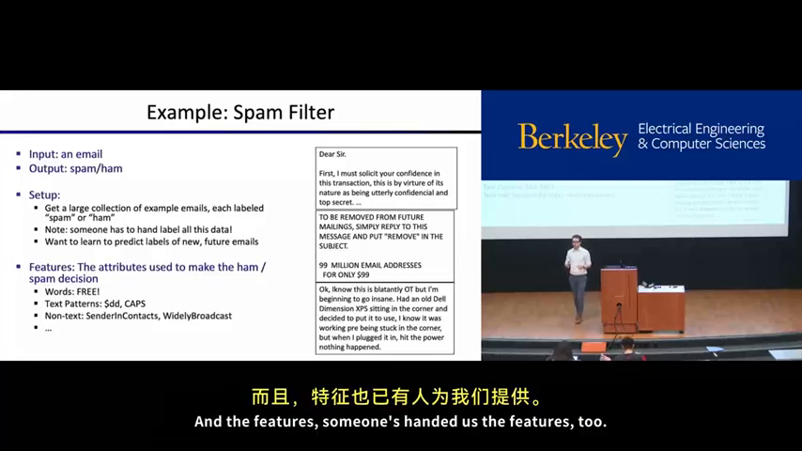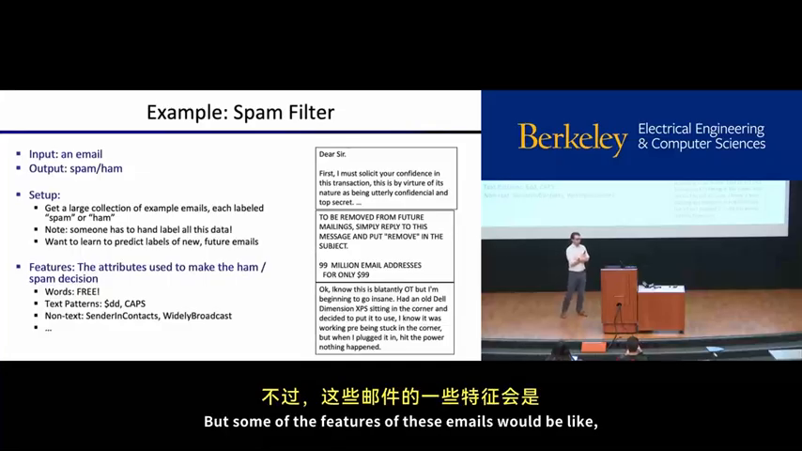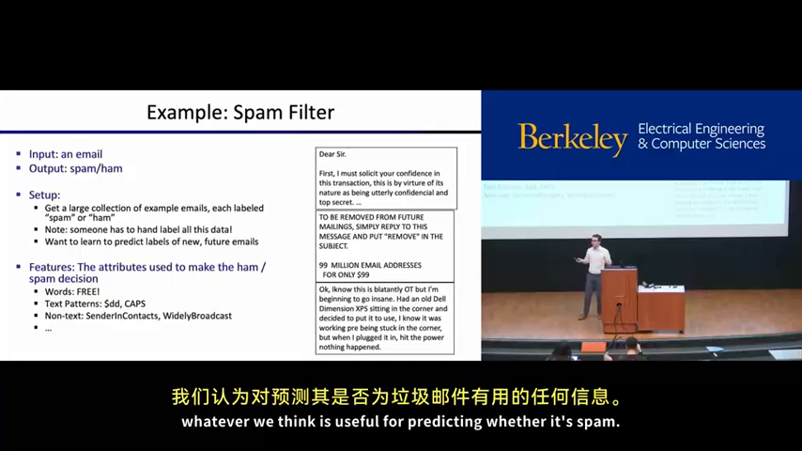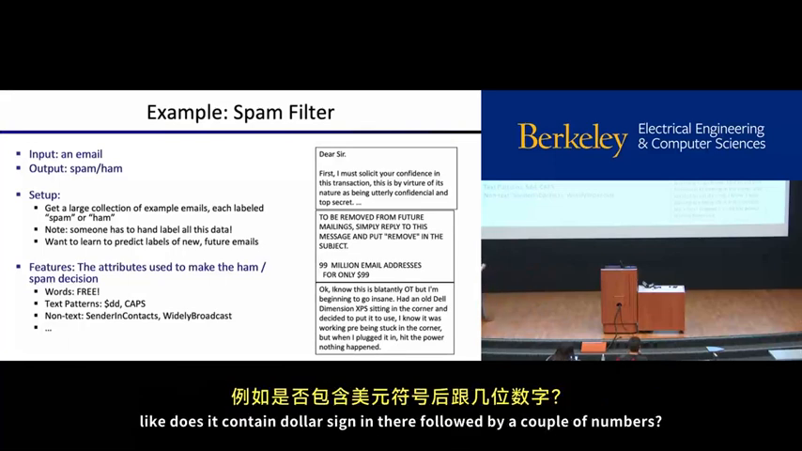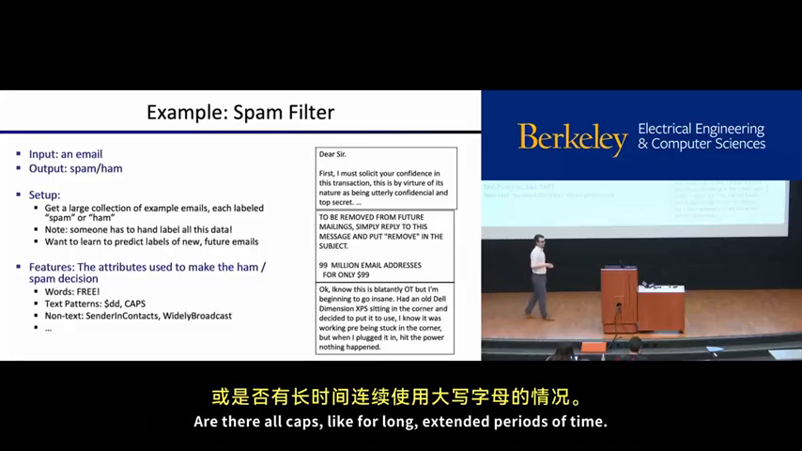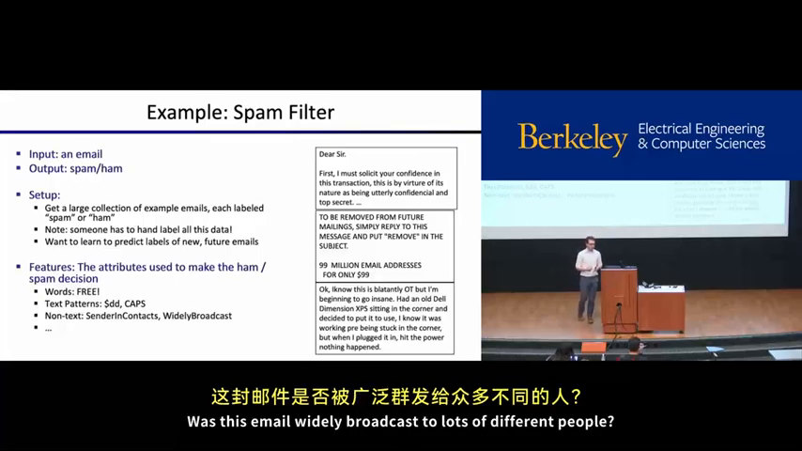And the features, someone's handed us the features too. So we'll talk about a couple of different features that we might use in this class. Eventually we are going to learn these. But some of the features of these emails would be whatever we think is useful for predicting whether it's spam. So, does it contain the word free in all capitals with an exclamation point? Are there text patterns in there? Does it contain a $ followed by a couple of numbers? Are there all caps for long extended periods of time? If it's not text, it could be other types of features like metadata. Is the sender in our contacts? Was this email widely broadcast to lots of different people?